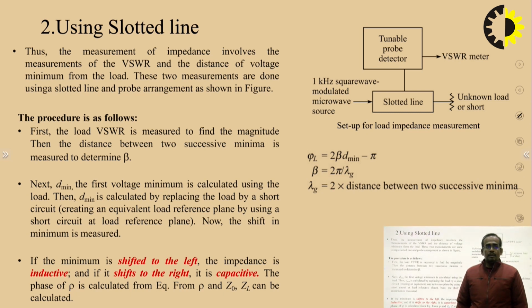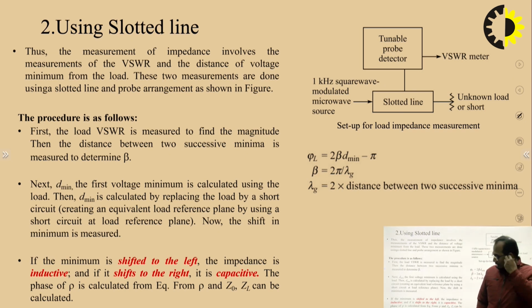So D minimum is measured by calculating the first minimum voltage using the load, and D minimum is replaced by the load by shorting the circuit, or you can say by creating an equivalent load reference plane by using a short circuited load reference plane. By this shifting we can measure the minimum voltage. If the minimum is shifted to the left, the impedance is inductive.